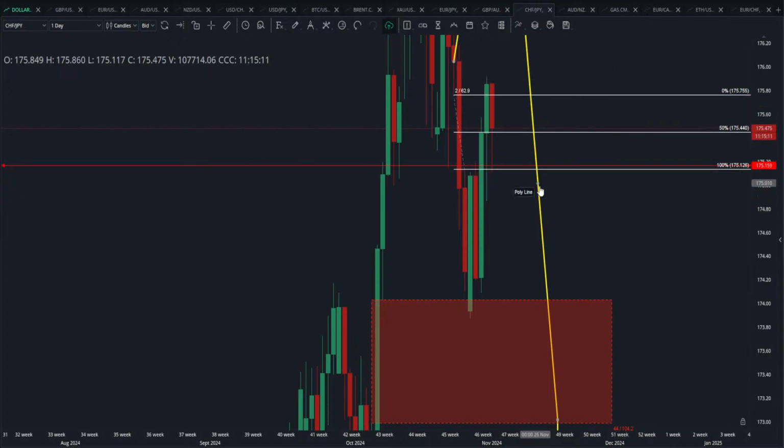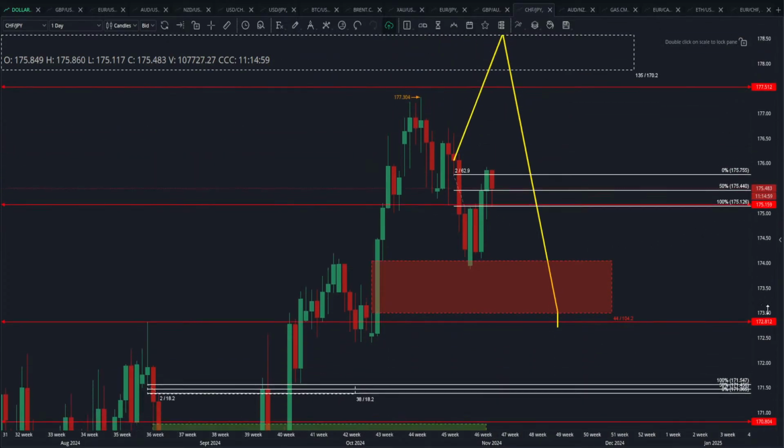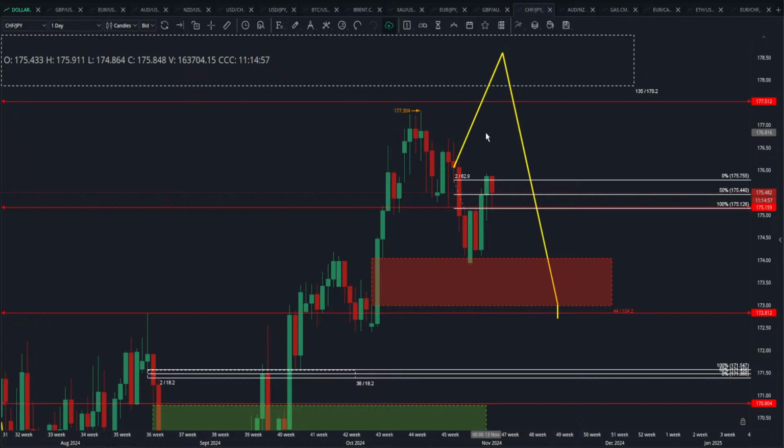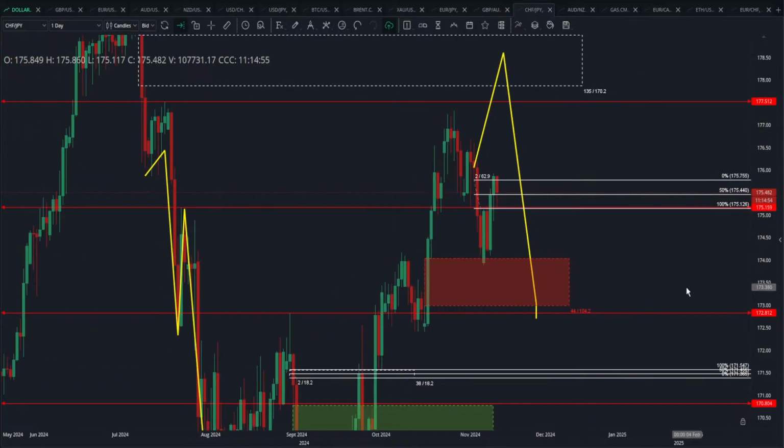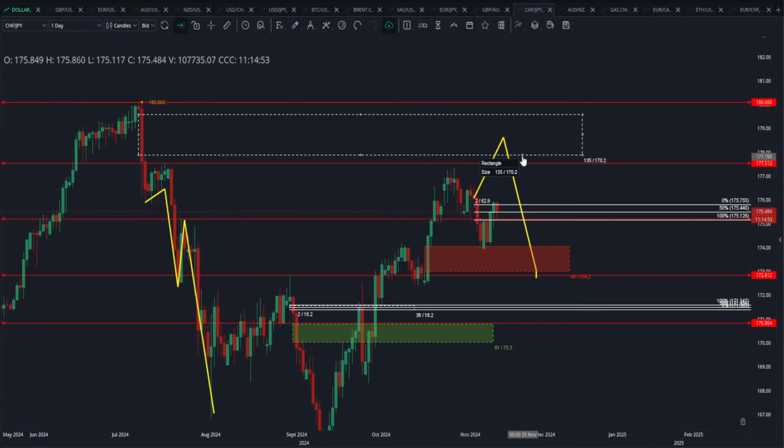So see the 50% and yeah, it has closed above the 50%. Now it is trading above 50%. So even today, if it closes above 50%, it will be a bullish thing for CHF JPY. But I am bearish on this and I'll sell this when the price reaches this area, this fair value gap. When it taps it, boom, to the downside.